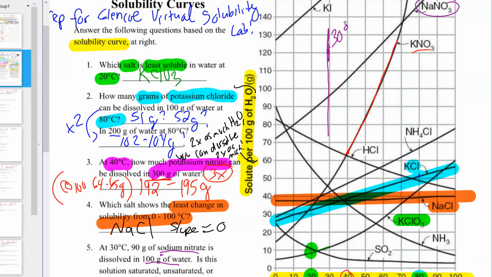And they want to know, is the solution saturated, unsaturated, or supersaturated? Before I get to that, let's look at how much I can actually dissolve at 30 degrees. So here's that sodium nitrate line. We want to see where they cross. They cross right here, read across, and I'm just going to call that 95. I think that's good enough. So we can dissolve up to 95 grams at 30 degrees.